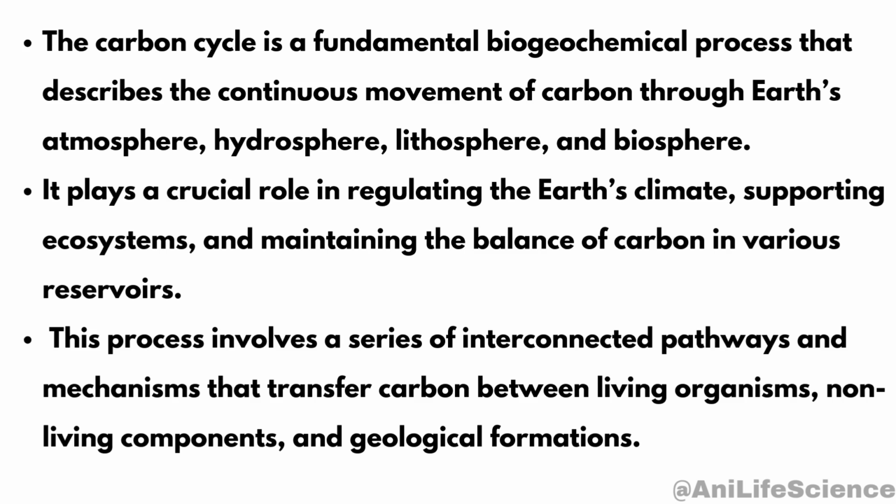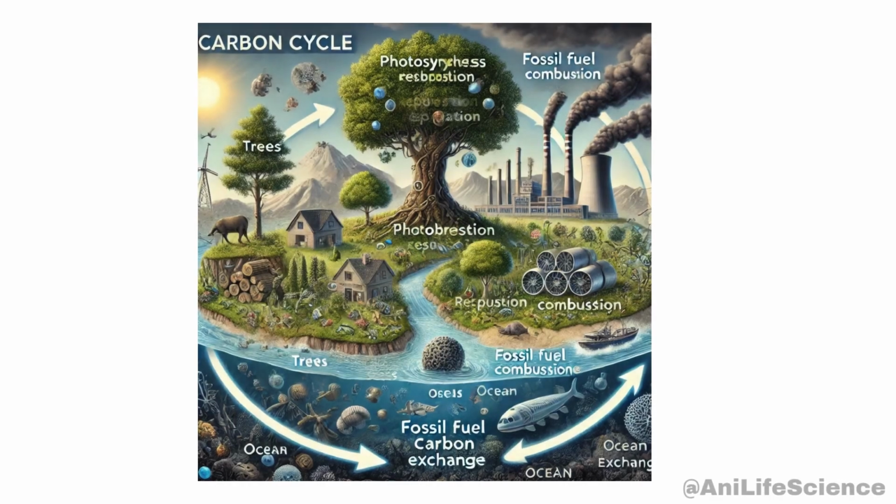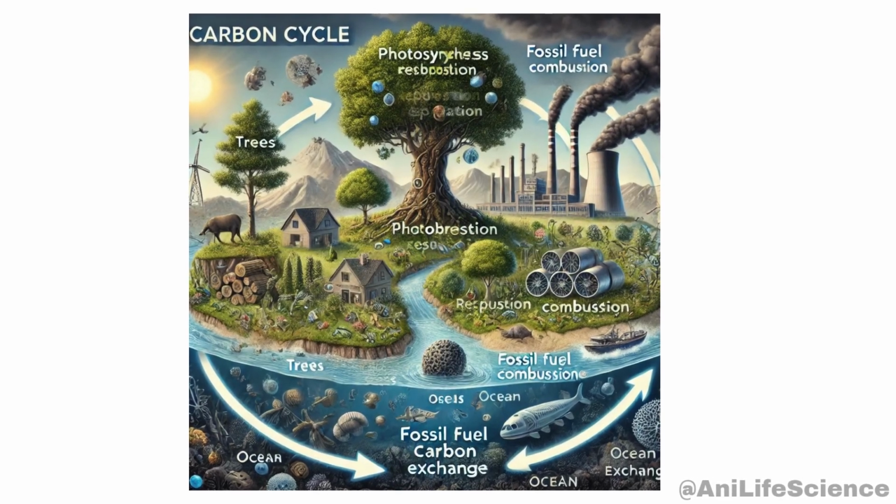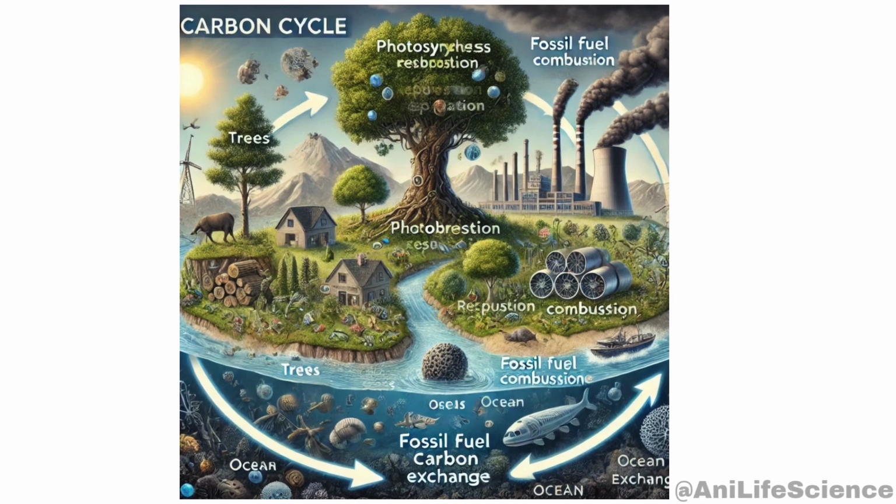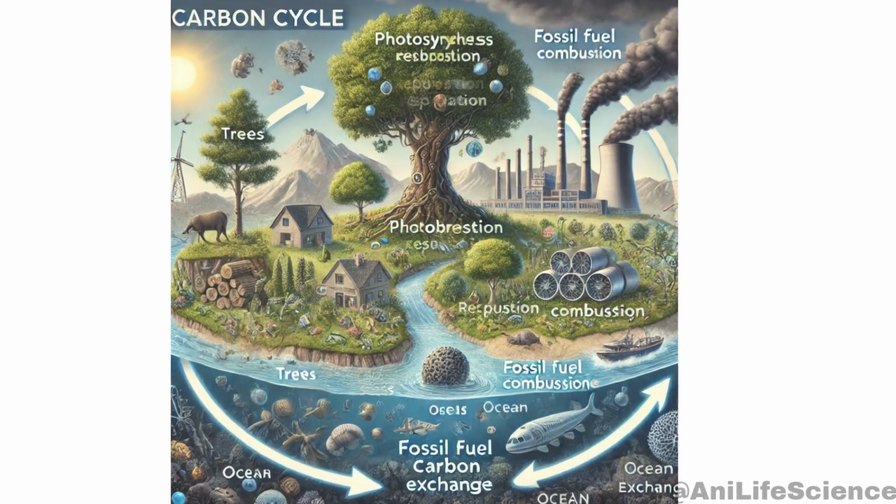The carbon cycle is how carbon moves through the air, water, land, and living things. It helps regulate the Earth's climate, supports life, and keeps carbon balanced. This cycle involves pathways that move carbon between plants, animals, the environment, and rocks.